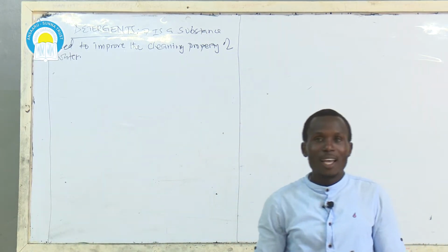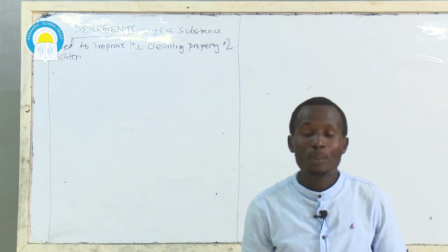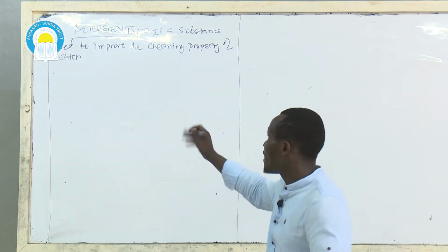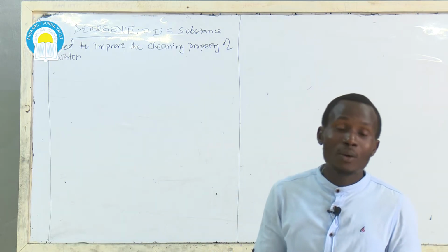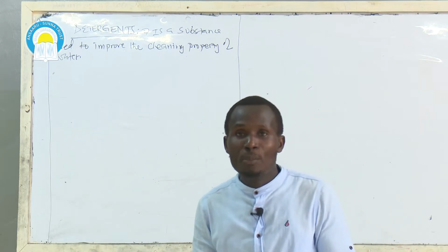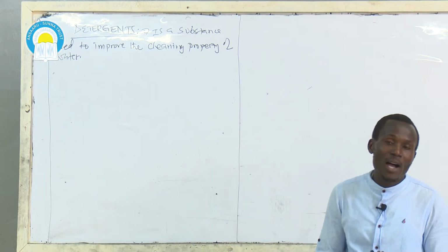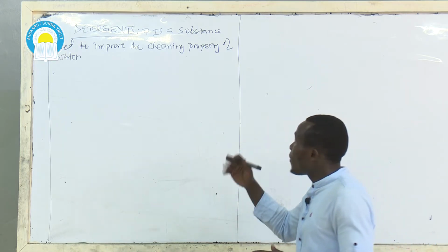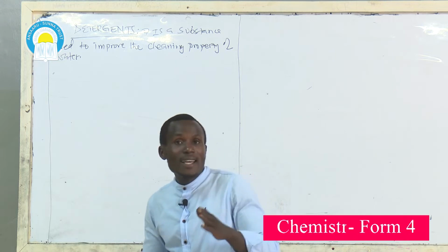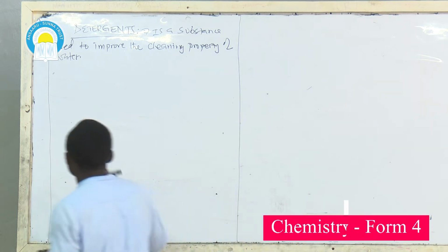If I can just give a brief example of what we are referring to as a detergent, we have the soap that we use in our houses, we have the bar soap, we have the powdered one, we have those ones which are in liquids. So all these things are what we refer to as detergents. And when we talk about detergents, detergents are of two types.